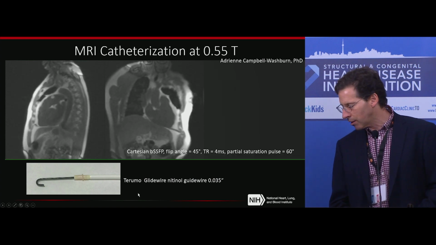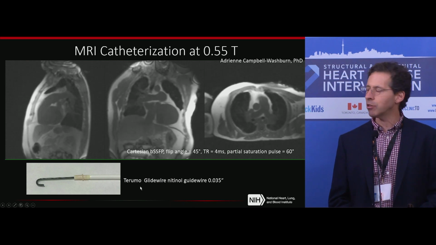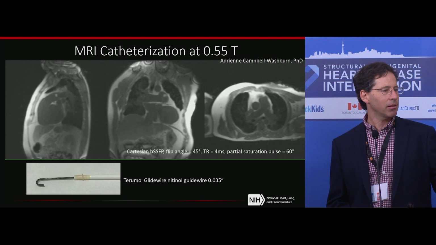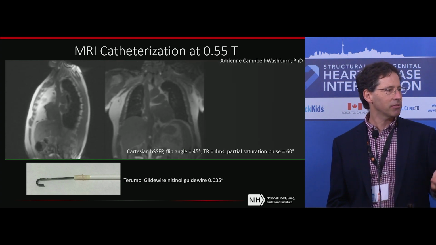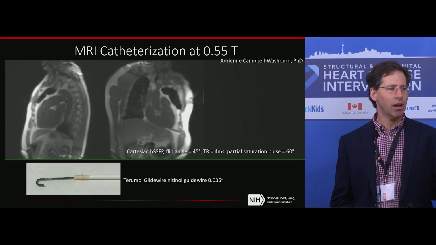But what's cool here is we're able to use off-the-shelf metallic guide wires. You know how when you put your popcorn and you forget that it's got the metal in the microwave oven and it explodes or heats and it's really bad? Well, that's what happens when you use commercial guide wires at 1.5 T or higher. They heat up.